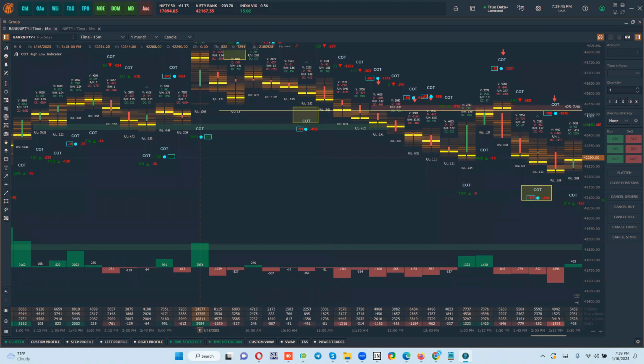Do I have to wait till the candle closes? Yes, because the entire calculation of COT high and low is based on the close of that particular interval. So do not jump into a trade by just looking at values that keep changing. Ideally, since the data point itself is from high to low, high to close and low to close, you have to wait for the close of that particular interval.